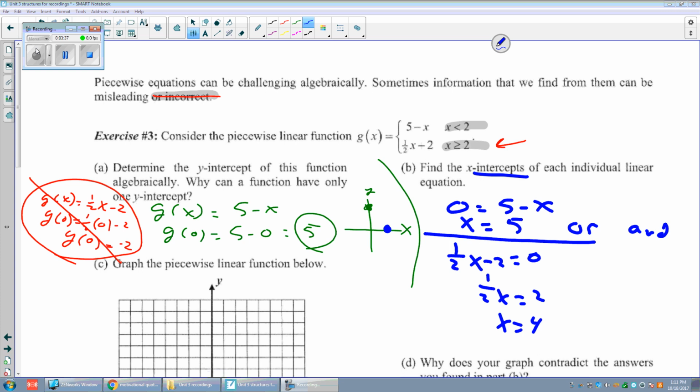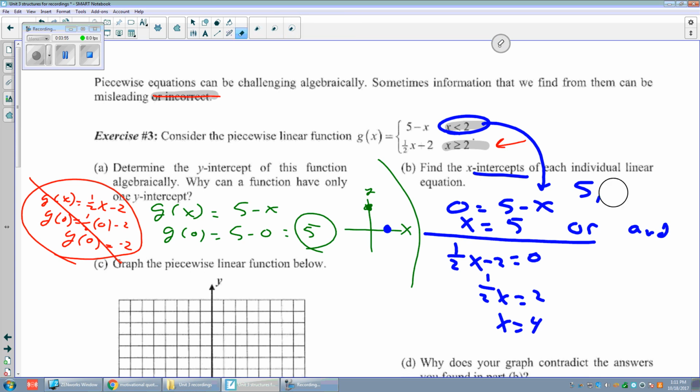Let's take a look at this. First of all, for this equation, x has to be less than 2. 5 is not less than 2. So this is excluded.